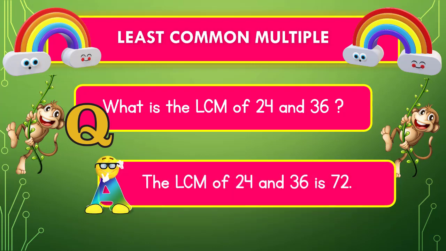What is the least common multiple of 24 and 36? The least common multiple of 24 and 36 is 72. Very good students.